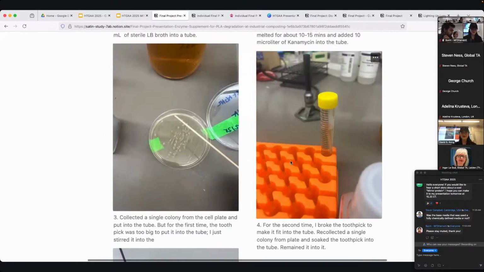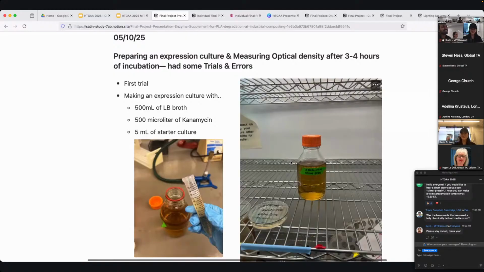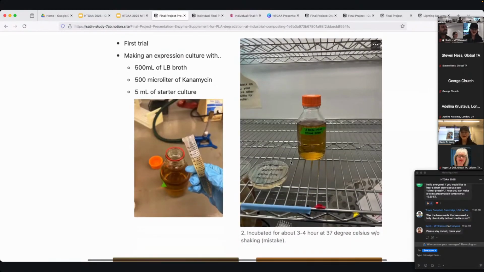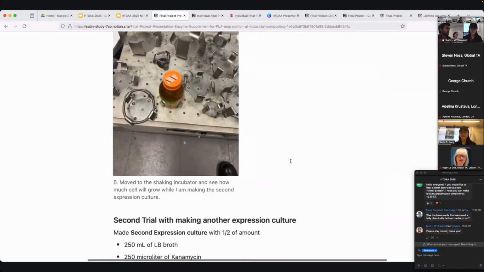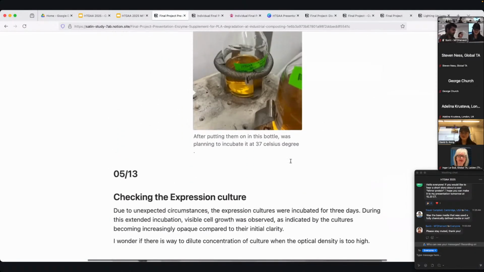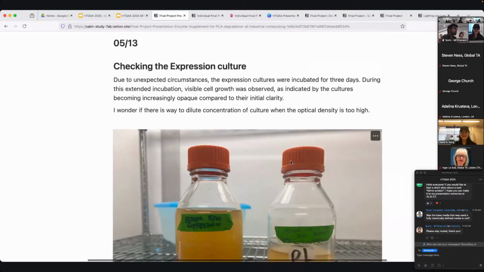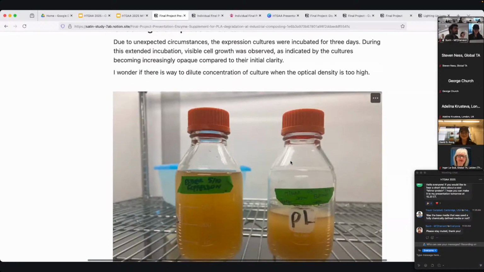Unfortunately, there was a minor problem. I made the starter culture, and then for the expression culture, I forgot to incubate it with the shaking, so the optical density was too low. So I ended up making a second one because I was worried about contamination in the process of measurements. And due to unexpected circumstances, I incubated it for 3 days, which made it very opaque.